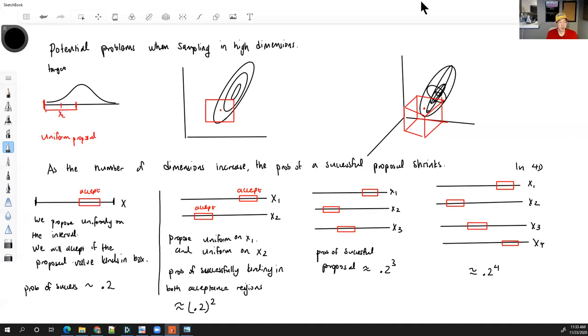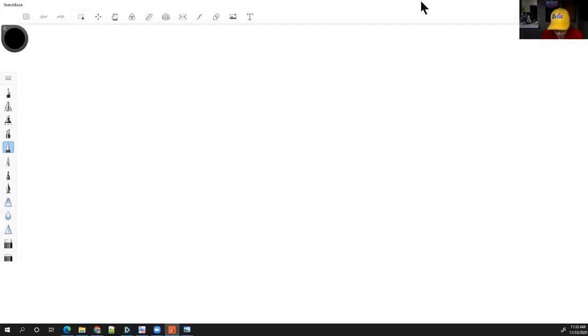Does that kind of make sense there? All right, so we have the Gibbs sampler. The Gibbs sampler is used for multidimensional target distributions.